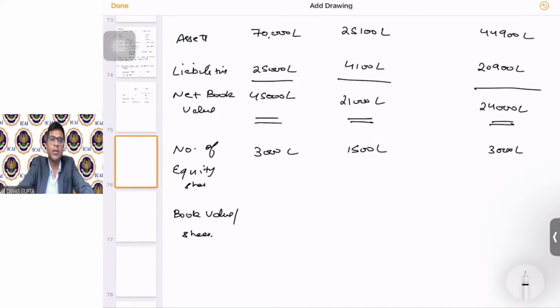Okay, so it comes out to how much? The amounts, we have to just divide. 45,000 divided by 3,000 is 15. Then 21,000 divided by 1,500 is actually 14. And 24,000 divided by 3,000 is actually 8.